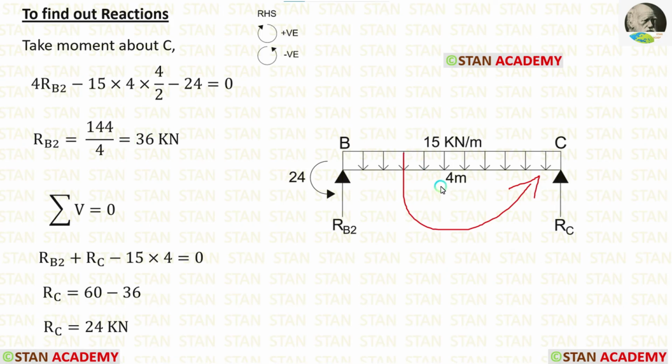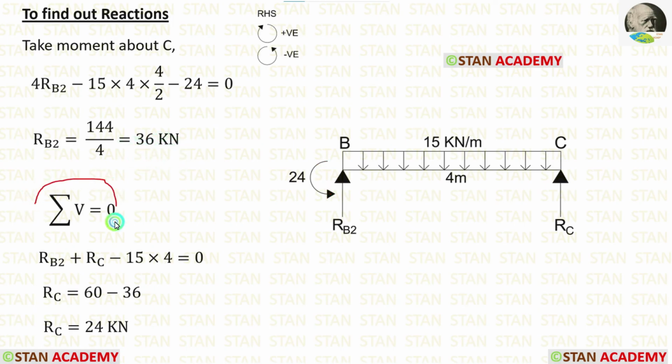When the UDL comes, we have to multiply with the distance and the distance by 2. So 4 into 4 upon 2. The moment 24 is acting in the anticlockwise direction. So it will be negative. Finally, we are getting RB2 is equal to 36 kN.